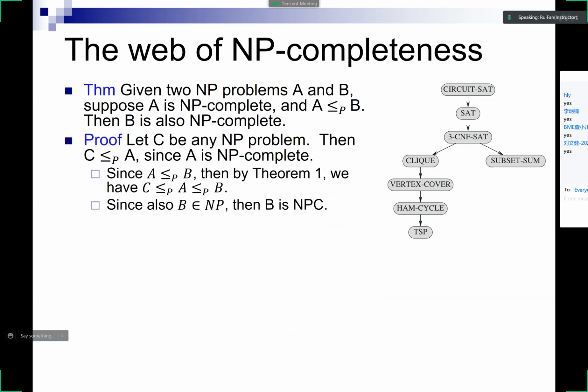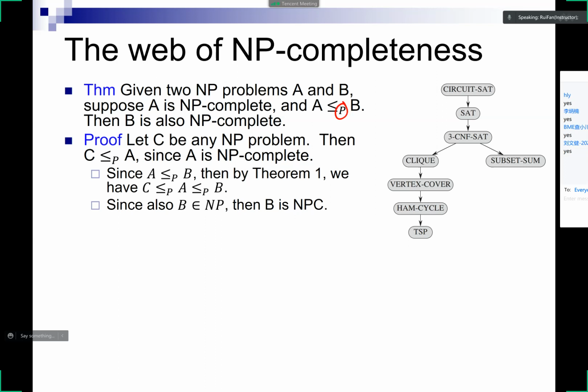Okay. So all right. So let me prove more formally what I said earlier, which is that if you have two problems A and B, and if A is NP complete, and if A poly time reduces to B, then B is also NP complete. Okay, so let's prove that.